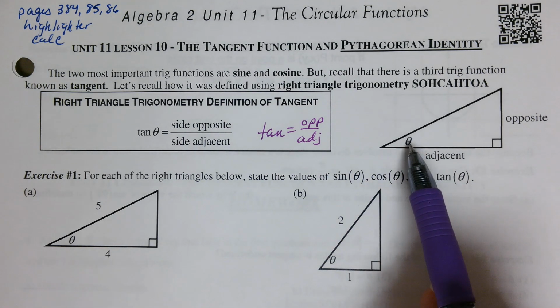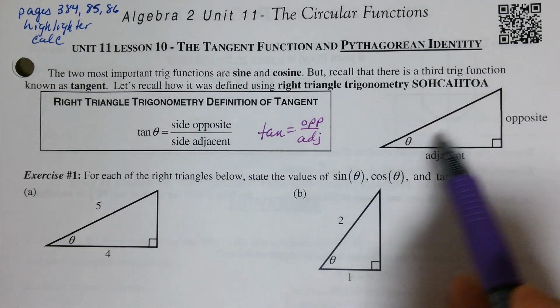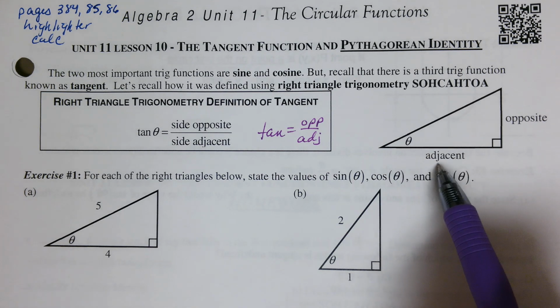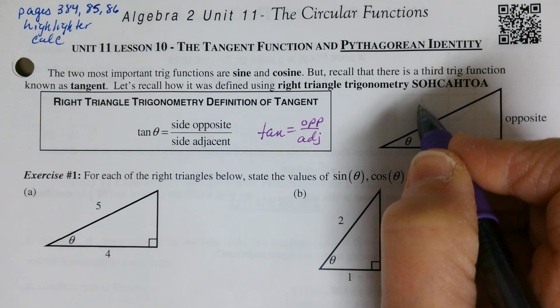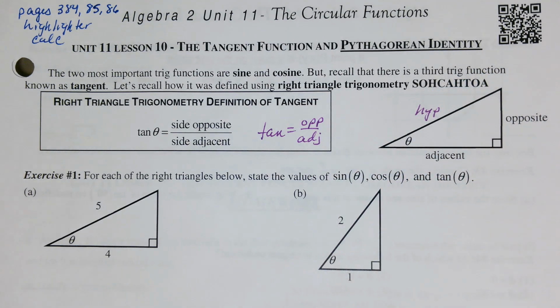You have to know that. In relation to angle theta, there's the side opposite, the side adjacent, which is next to the angle, and this is the hypotenuse. For each of the right triangles below, state the values of sine theta, cosine theta, and tangent theta.